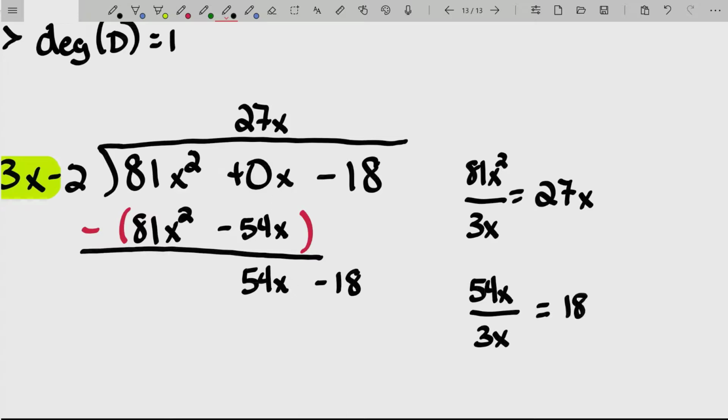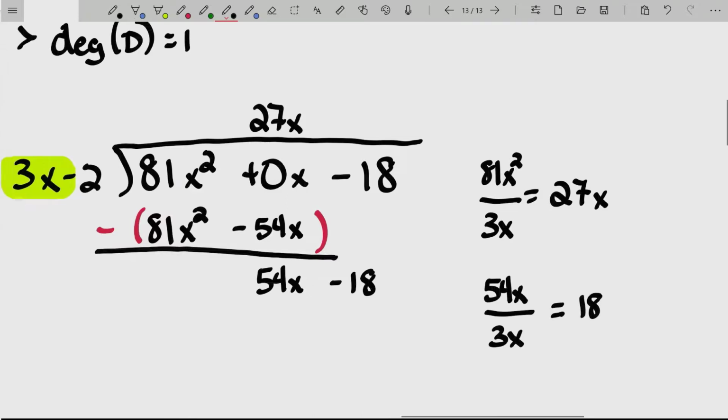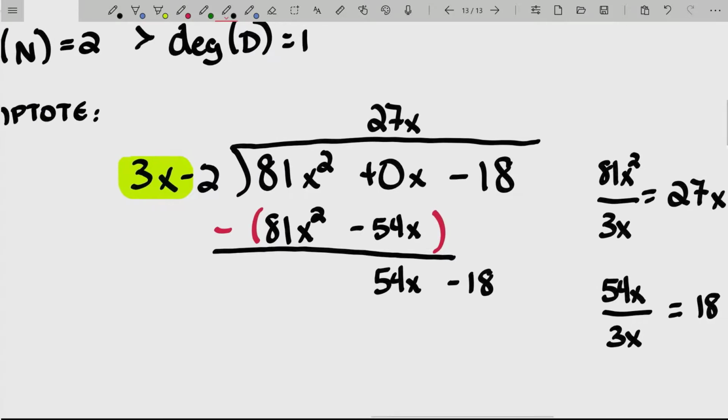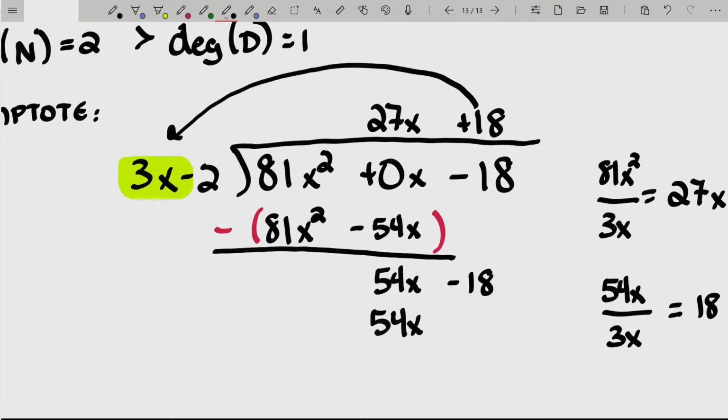And the x's will cancel. 3 goes into 54 18 times. So there we go, so I know it's a positive 18 times. You could double check your work by distributing back through, but I'm telling you it is true. 54x, 18 times a negative 2 is a negative 36.